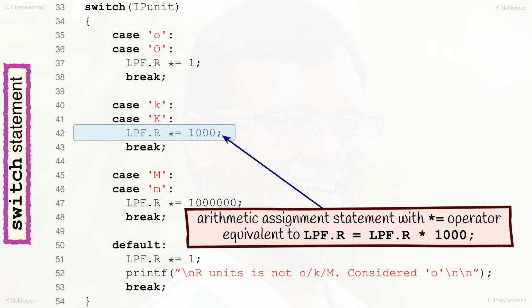Line 42 is the arithmetic assignment statement to rescale the resistance value LPF.R by times 1000. This rescaling of LPF.R value is carried out for the case either lowercase k or uppercase K as IP unit character that represents the unit's kilo ohm for the resistance. Multiplying by 1000 will convert the value of LPF.R from kilo ohm to ohm.